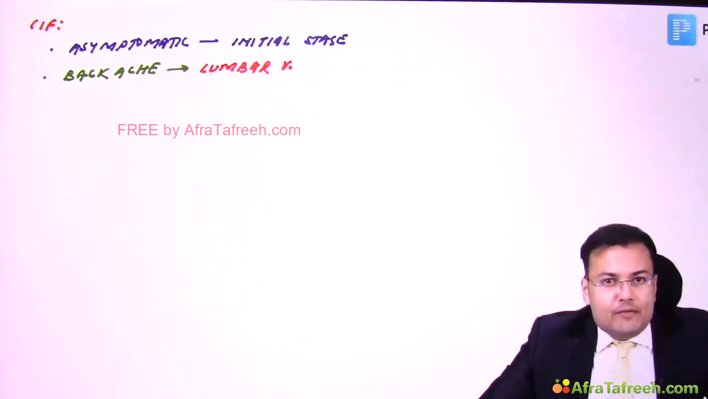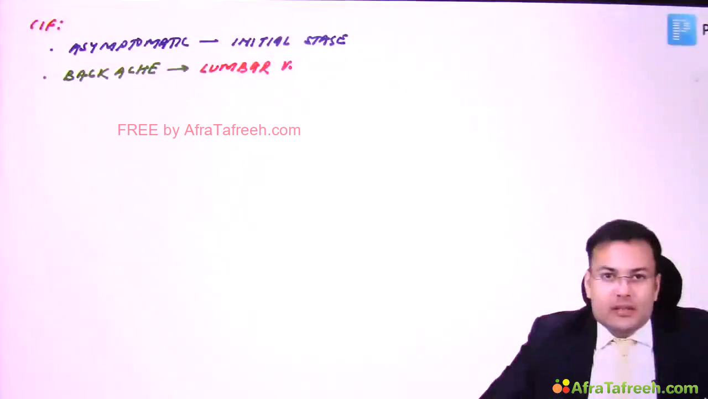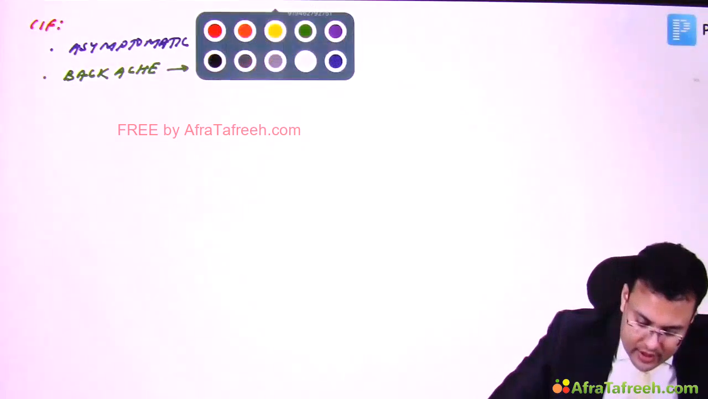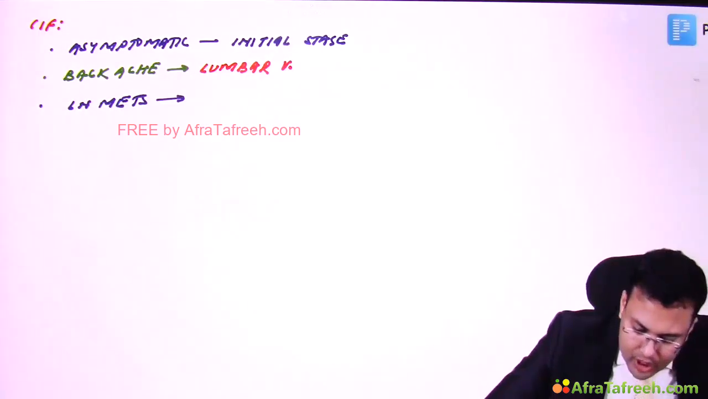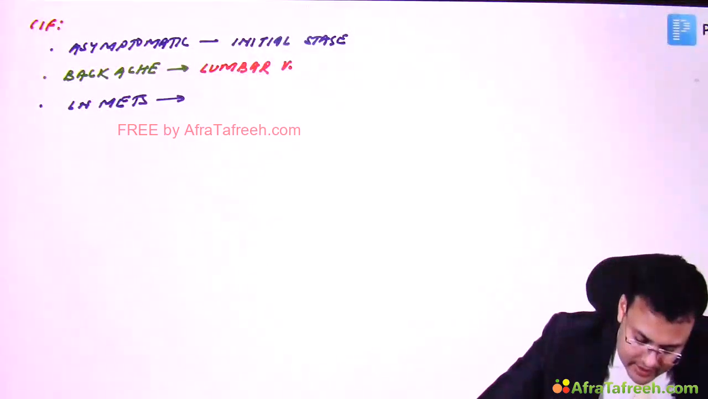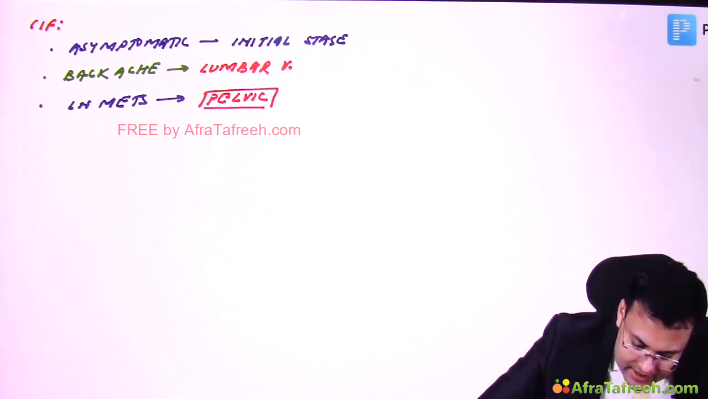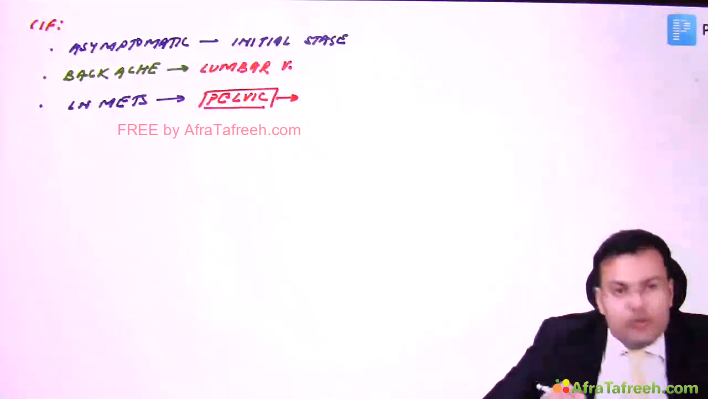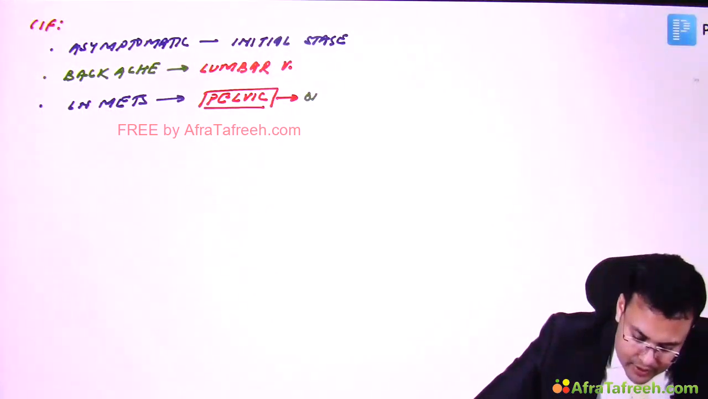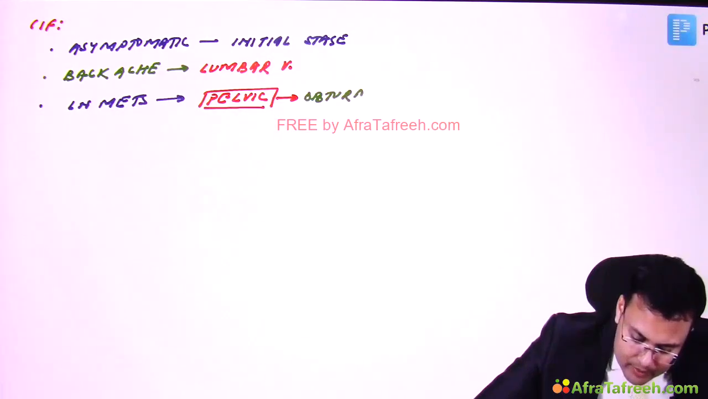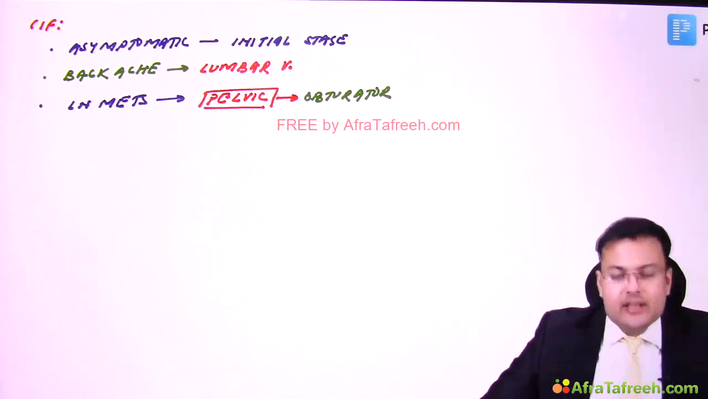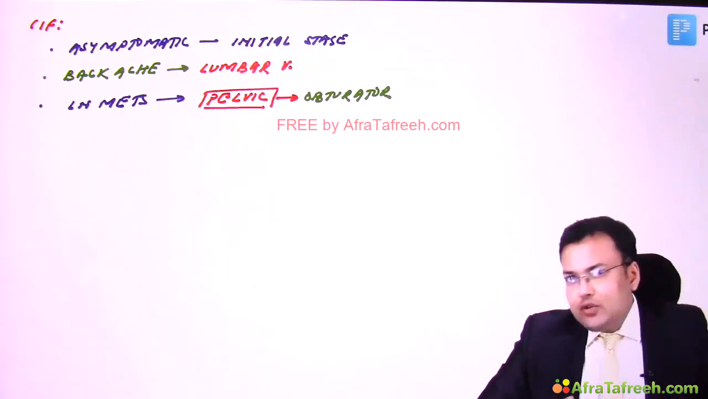So which group of lymph nodes is most commonly involved? Pelvic. And in pelvic, which one? Obturator. So there is lymph node metastasis, and the most commonly involved group is pelvic. And in pelvic, this question is asked, which particular group? Obturator. Right? Lots of questions are asked related to bone metastasis.